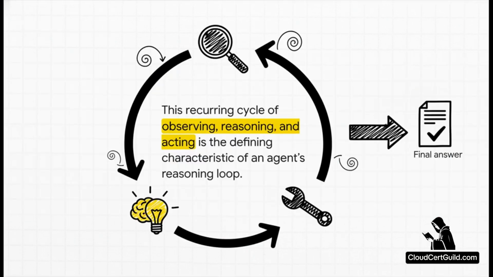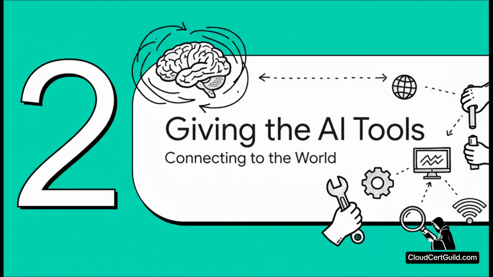And that's really the secret sauce here. This constant cycle, observe, reason, act, is what defines an agent. This little control loop is what allows it to iterate, to self-correct, and ultimately to decide, okay, my job here is done. So our agent has a brain, and it can think in a loop. Awesome. But now we need to give that brain some hands.